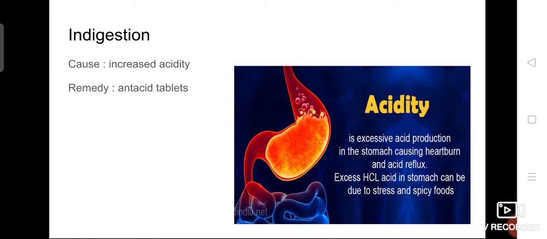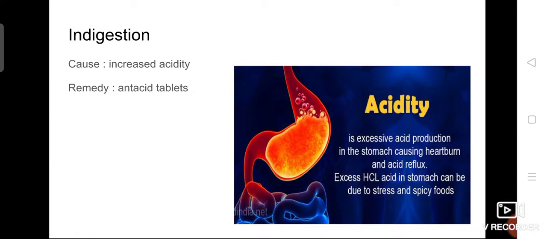We have to use antacid tablets. What do you mean by antacid? Antacid means against acid, which will work out as a base. So we are going to use a base tablet, generally called milk of magnesia. Milk of magnesia is called magnesium hydroxide. Even aluminum hydroxide we can also use against this acidity.